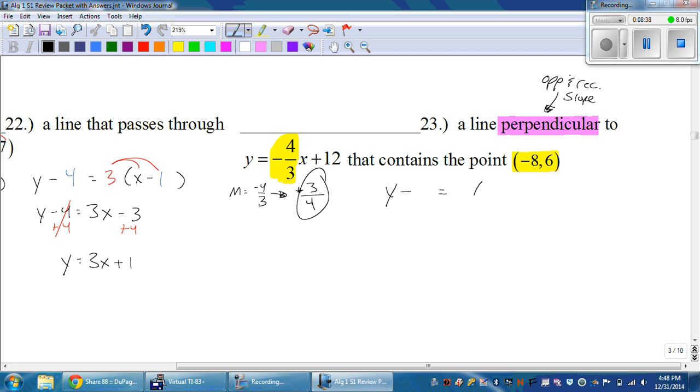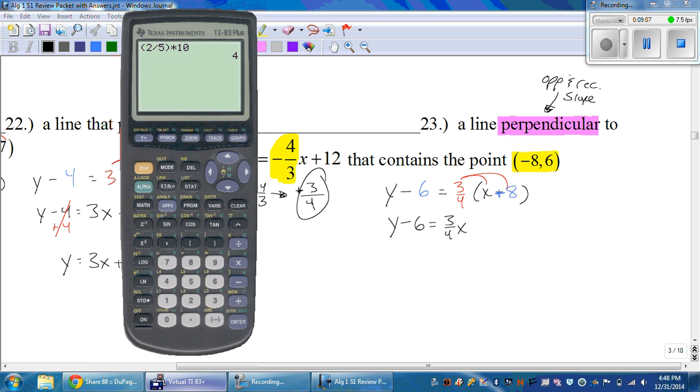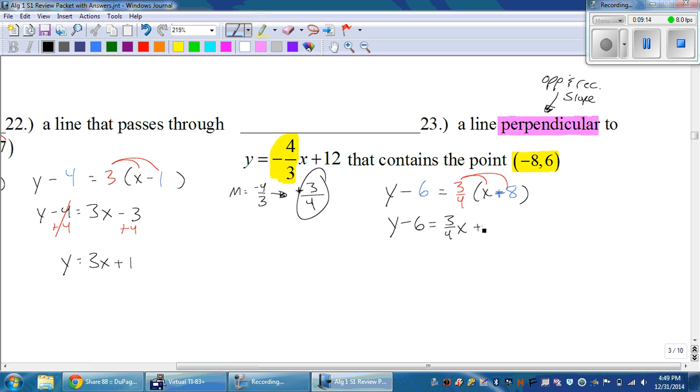They give us a point. So now we're going to plug it into point slope. So my slope, the opposite reciprocal slope, is 3/4. And then we get 6. And then this changes to a positive 8. So I'm going to distribute the 3/4 x. 3/4 times x is just 3/4 x. And now in the calculator, 3 divided by 4 inside parentheses times 8. And we get positive 6.